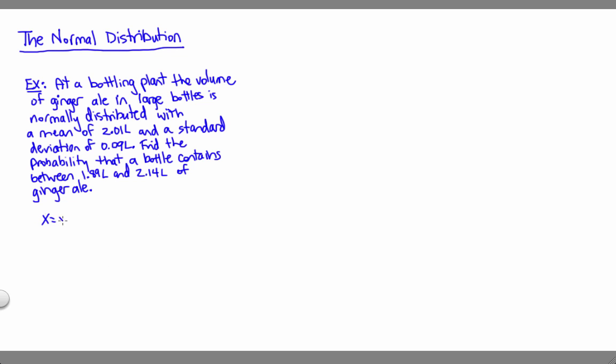Let's let X represent the volume in a bottle, measured in liters, and that volume is going to vary slightly from bottle to bottle. We're told in the question that the mean is 2.01 liters, so we'll write mu for the mean. Mu is equal to 2.01, and our standard deviation in symbols is sigma. Sigma is equal to 0.09. What we're looking to calculate is the probability that our volume, X, is between 1.89 liters and 2.14 liters.